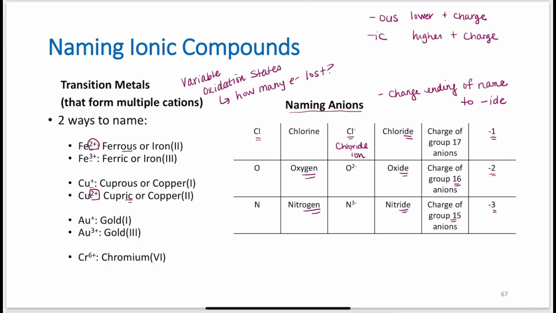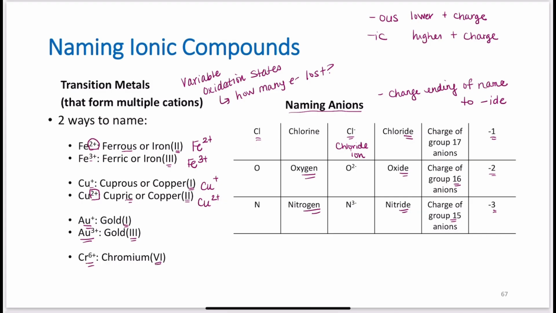You should be able to recognize them, but I recommend most students focus on the Roman numeral naming because I think it's more beneficial for students and it's more currently used. You'll see this on older bottles. The Roman numeral numbering is where the Roman numeral tells you the charge of the species. So this is iron 2, which means iron plus 2. This says iron 3, which means iron plus 3. Copper 1 means copper plus 1. Copper 2, copper plus 2. Gold 1, gold plus 1. Gold 3, gold plus 3. Chromium 6, chromium plus 6.